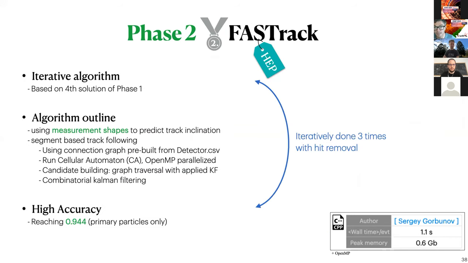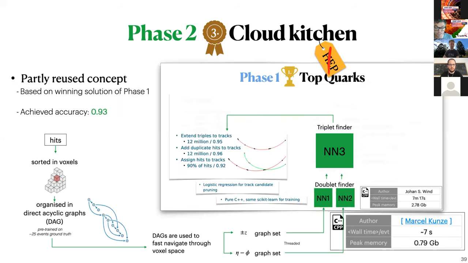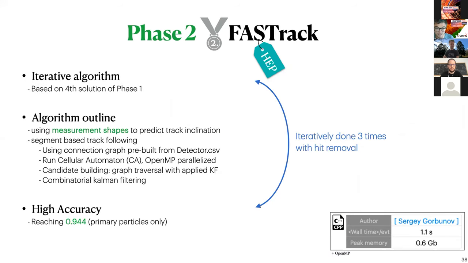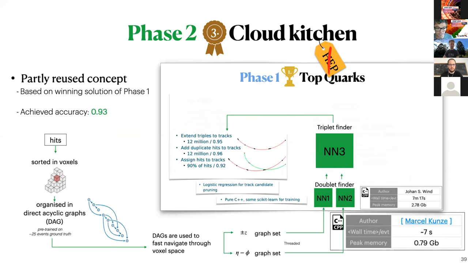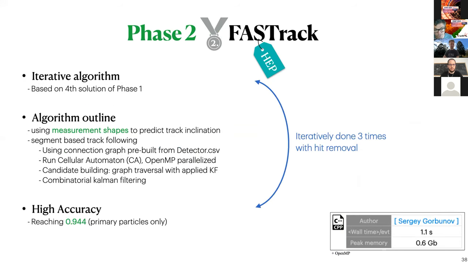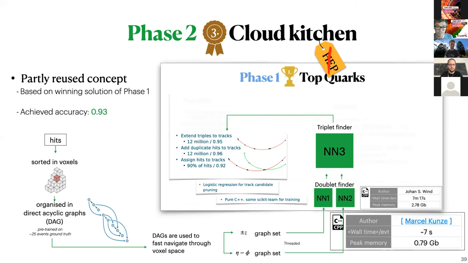Phase two is also a HEP member. He has a rather similar solution in terms of combinatorial approach, but with a very nice addition. It basically builds a graph, and then to estimate whether the hit is great or not, it traverses the graph with a Kalman filter. And this is also extremely fast, about 1 second per event with the same accuracy.